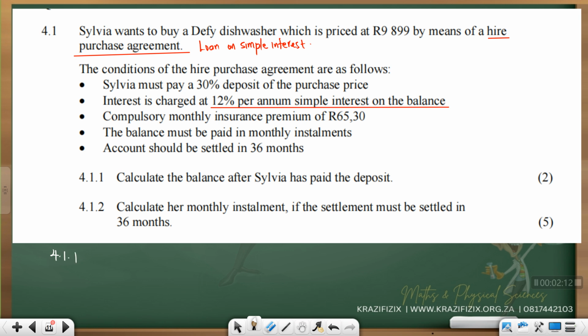I want us to be smart. The deposit was 30%. It means the balance must be 70%. This you must know quickly, because that must give you 100%. So this issue of subtracting that amount, I need us to go straight. So what will the balance be? Balance will be 70 over 100 times 9899.